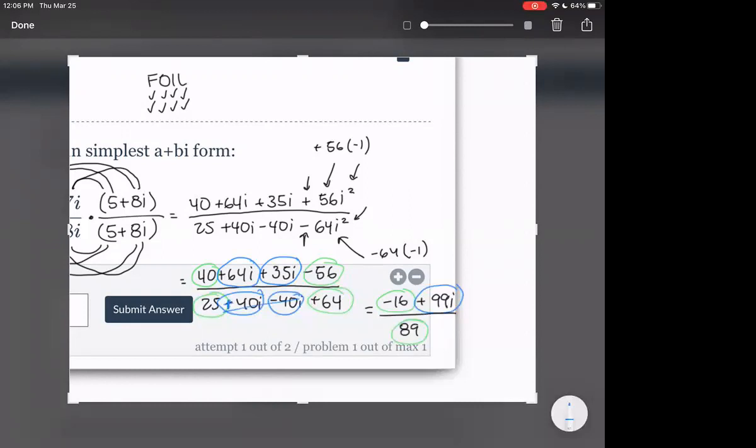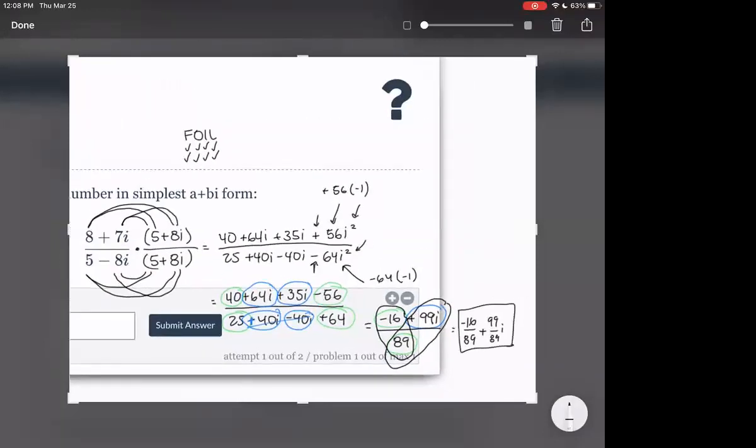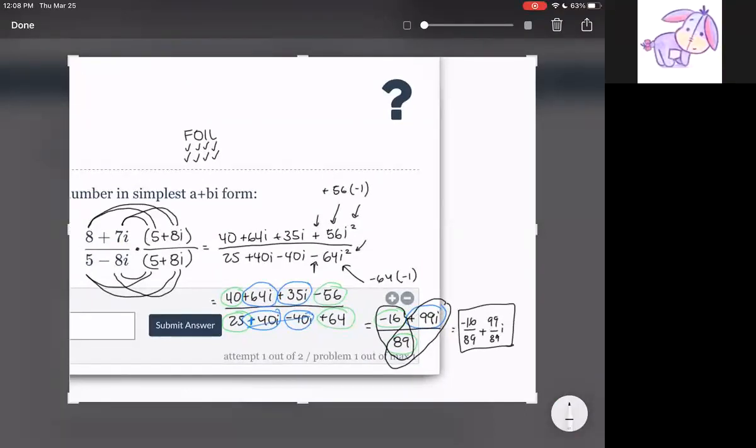Okay, and so finally we have negative 16 plus 99i over 89. Are there any questions? Now we just have to rewrite it by dividing. Negative 16 over 89. Well, we can't simplify that, so I'm just going to write that as a fraction. It's okay if you have fractions. And then let's do the 99i over 89. And we have an i at the end. So this is your final answer. Yes, it's fractions, but it's okay. Fractions exist, and fractions are numbers, so it's totally fine.